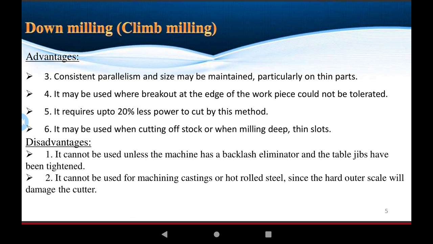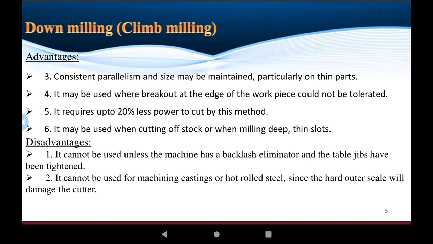The work is performed to a depth of about 1 meter on the inner surface of the job. In the depth of the workpiece, it is cut and provides the operation of the machine. A disadvantage of this milling operation is that it cannot be used unless the machine has a backlash eliminator and the table and jigs have been tightened.